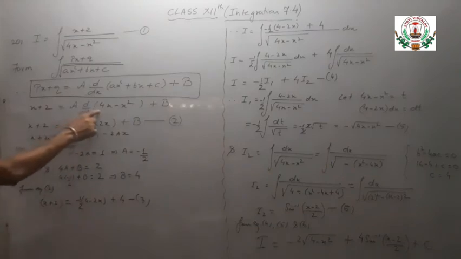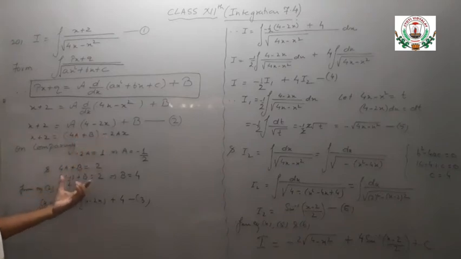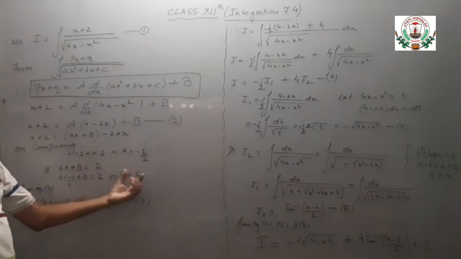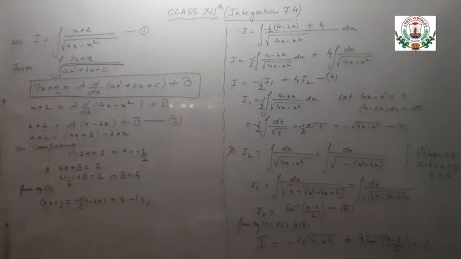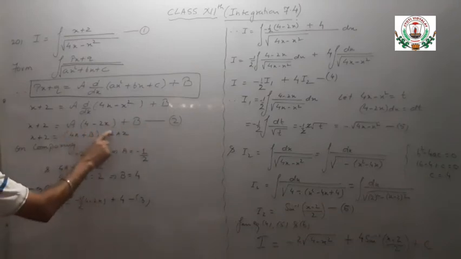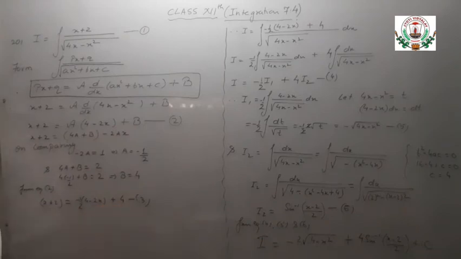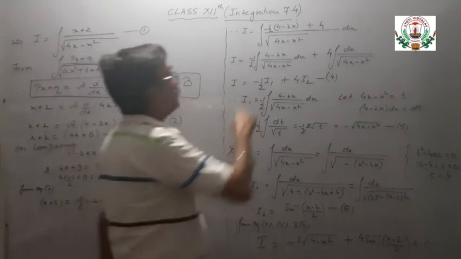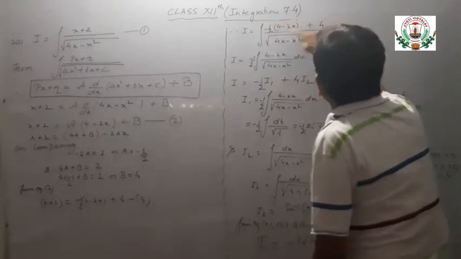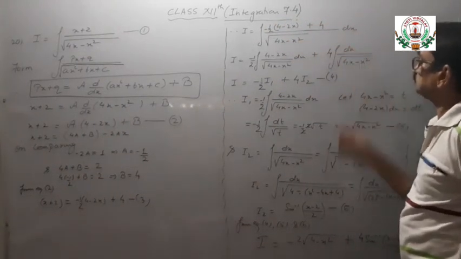In differentiation of 4x minus x square we get 4 minus 2x. Compare the coefficients of x and the constant values. You will get the value of a equals minus 1 by 2 and the value of b equals 4. So now substitute in equation number 2. The value of a is minus 1 by 2, 4 minus 2x, plus b is 4. Now from equation 3, you substitute in the question: x plus 2 is minus 1 by 2 into 4 minus 2x plus 4, upon under root 4x minus x square dx.